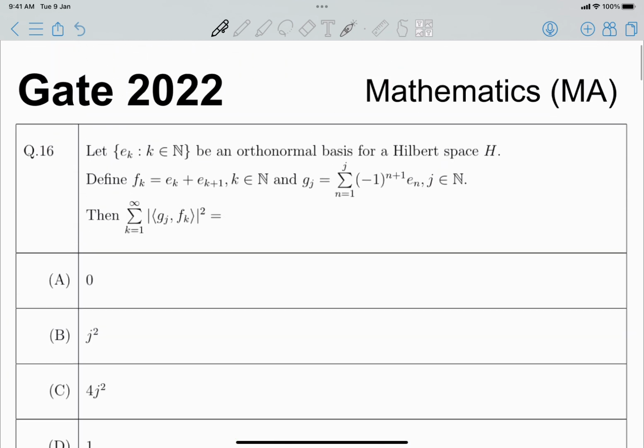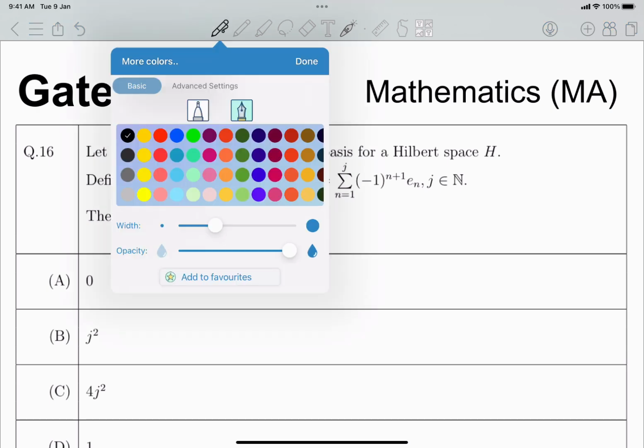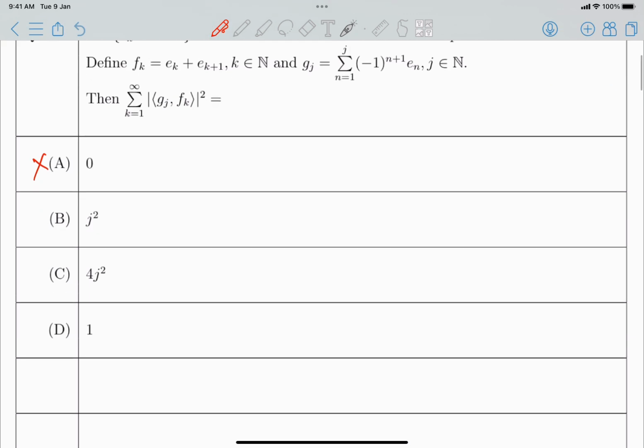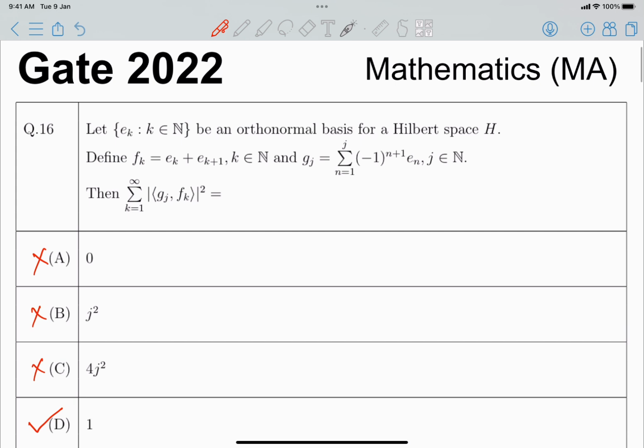So what have you got? Which option is correct then? 0 is not true, j squared is also not true, the sum will be 1. So option D is the correct one.